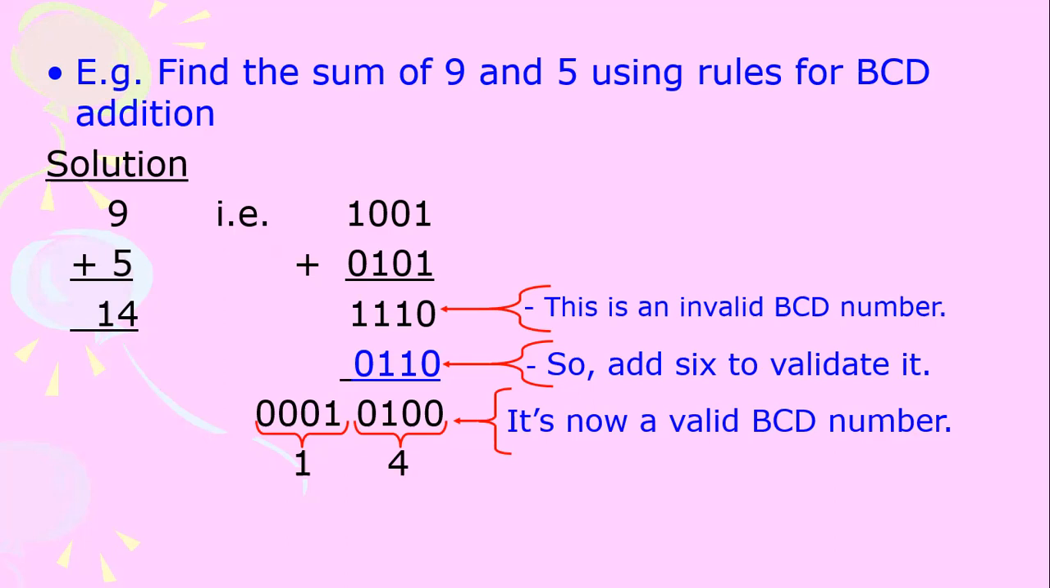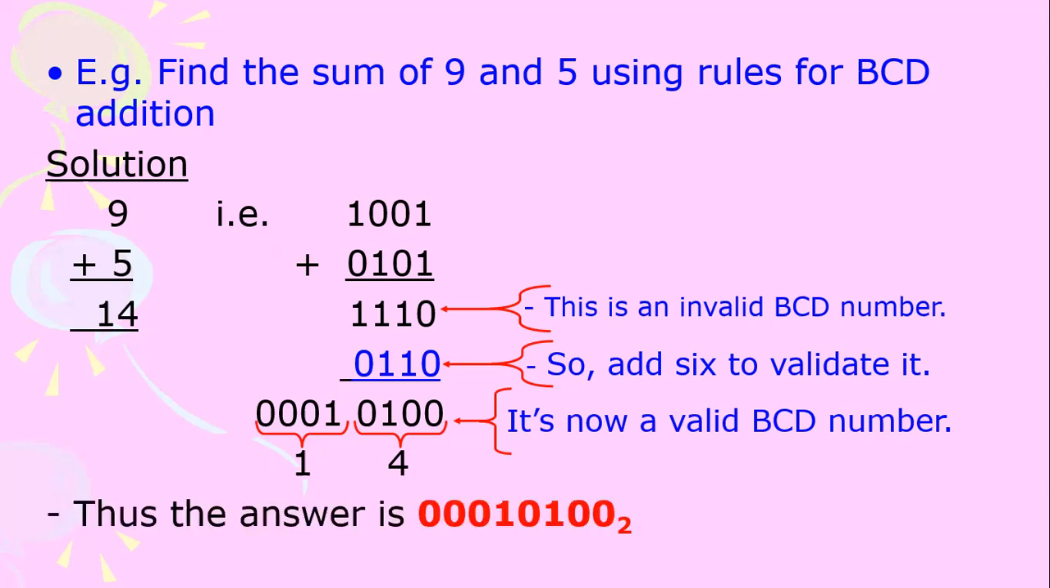So our answer becomes 0, 0, 0, 1, 0, 1, 0, 0. For clear understanding, my dear students, on how we deal with BCD, kindly visit Emily Swap ICT YouTube channel and listen to part 1 of 3 in this series of presentations. So our answer becomes 0, 0, 0, 1, 0, 1, 0, 0 binary.